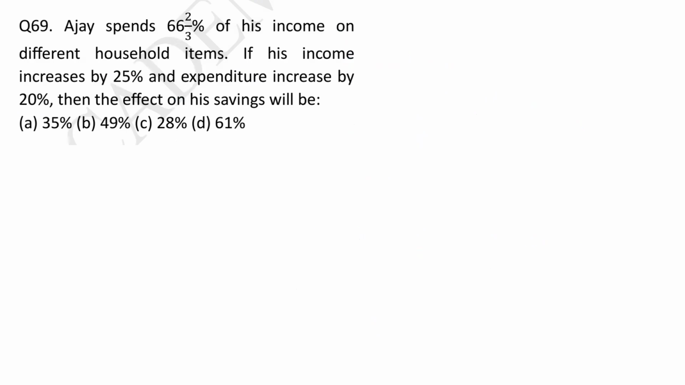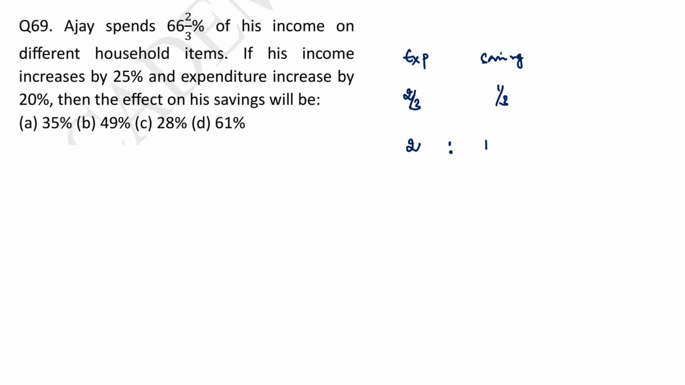Ajay spent 2 by 3, which means 2/3 of his income. If expenditure is 2/3, then saving is 1/3, which means your expenditure and savings are in 2:1 ratio.